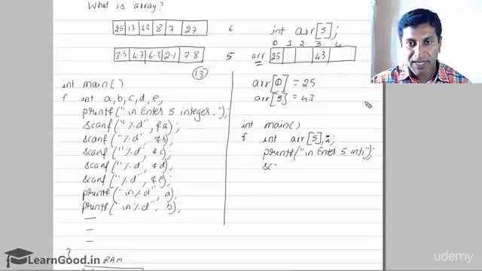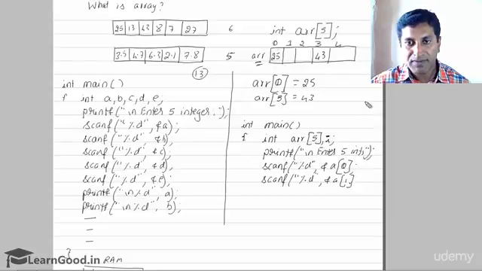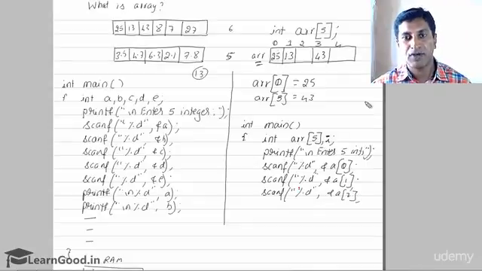Now you can read it by giving scanf %d ampersand of a of 0. Then if I give 25, 25 will be stored in the first location. Scanf %d, that is ampersand of a of 1. Then if I give 13, 13 will be stored in the second location because its index number is 1. And scanf %d ampersand of a of 2, a of 3, a of 4. Like this I can read the values.